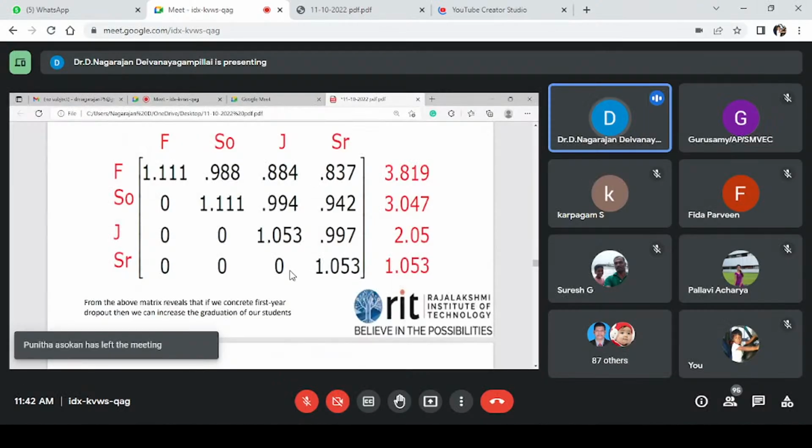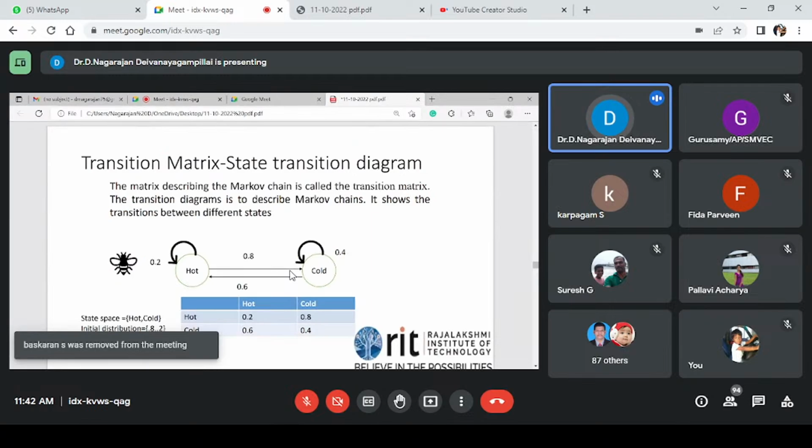Equilibrium state or a steady state we can find. So N is equal to I minus Q. And from the above matrix, it reveals that if we can reduce the first-year dropout, then we can increase the graduation of our first-year students. This is a real-time application that we have, and each and every data point is collected from UK-based colleges.